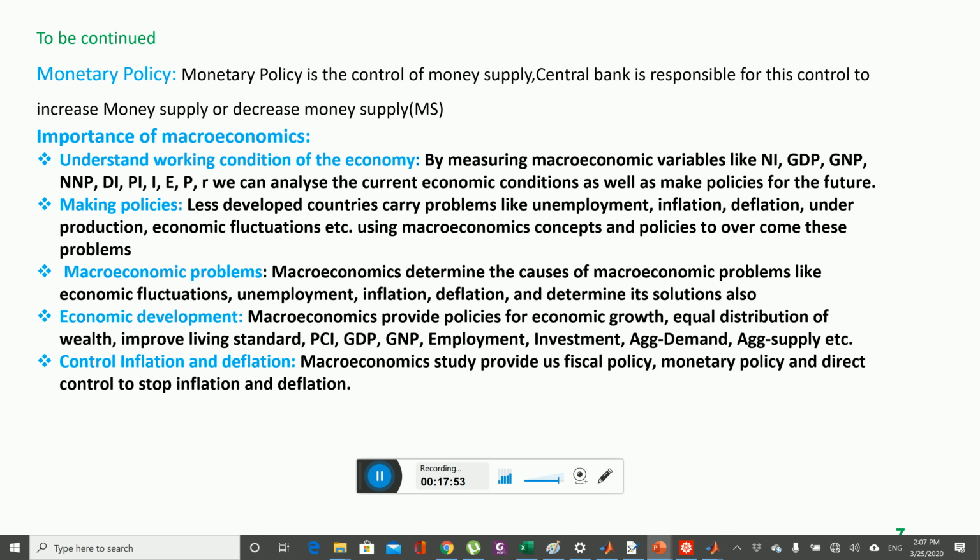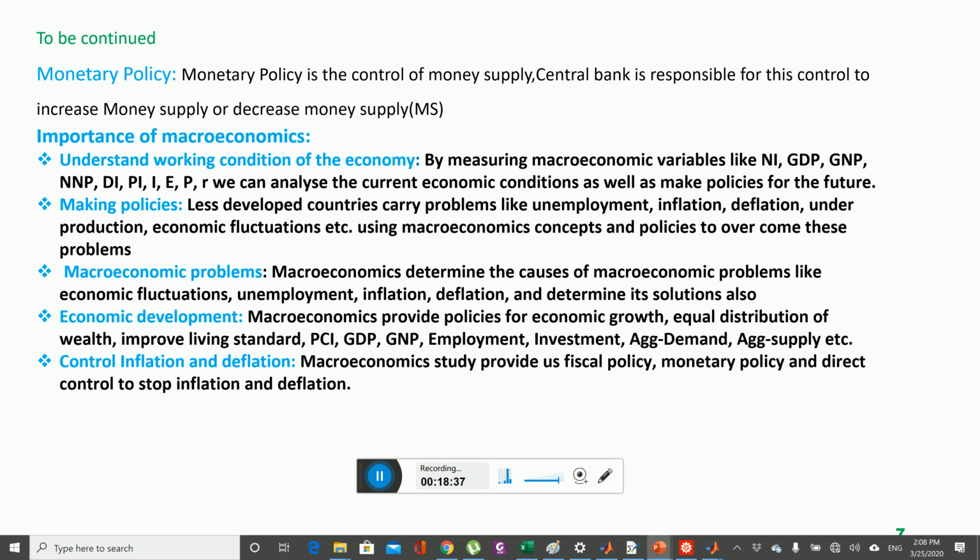If we compute, calculate, estimate these variables, we can understand the current economic conditions of the economy, how the economy is working currently, and we can make policies for the future. For example, suppose we mathematically, statistically compute GDP or GNP, and suppose the GDP of Afghanistan that we calculate in the first quarter of 2020 was $600 billion. And now if we calculate the GDP of Afghanistan for the second quarter, it is $800 billion. So by calculating GDP, we find out that the figures are increasing.